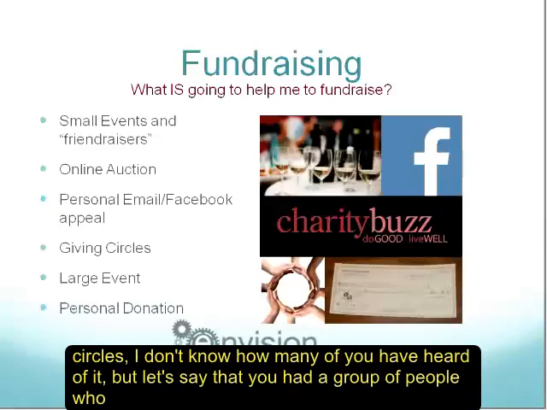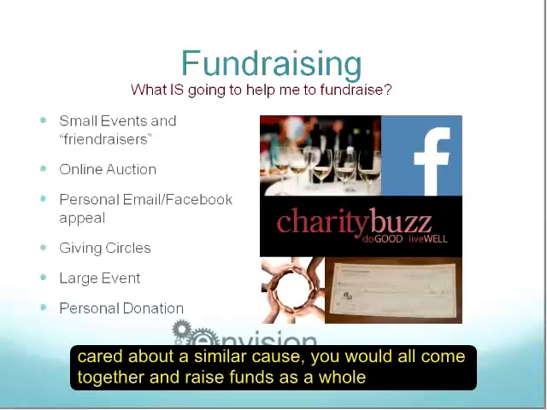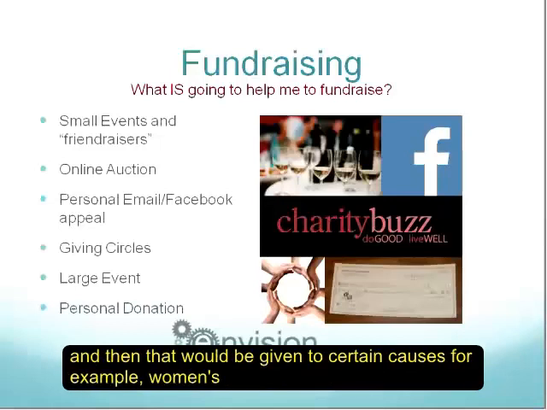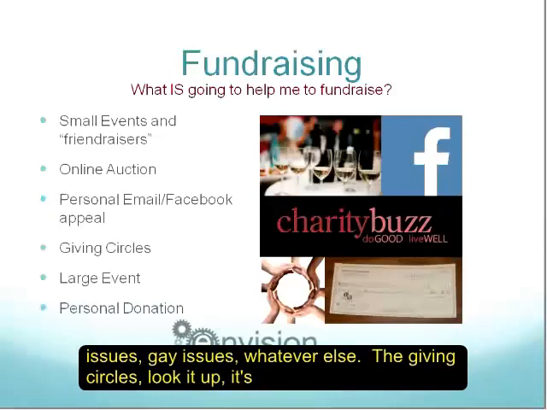That's a personal appeal. Giving circles are a new thing too. I don't know how many of you have heard of giving circles, but let's say that you had a group of people who cared about a similar cause. You would all come together and raise funds as a whole, and then that would be given to certain causes.